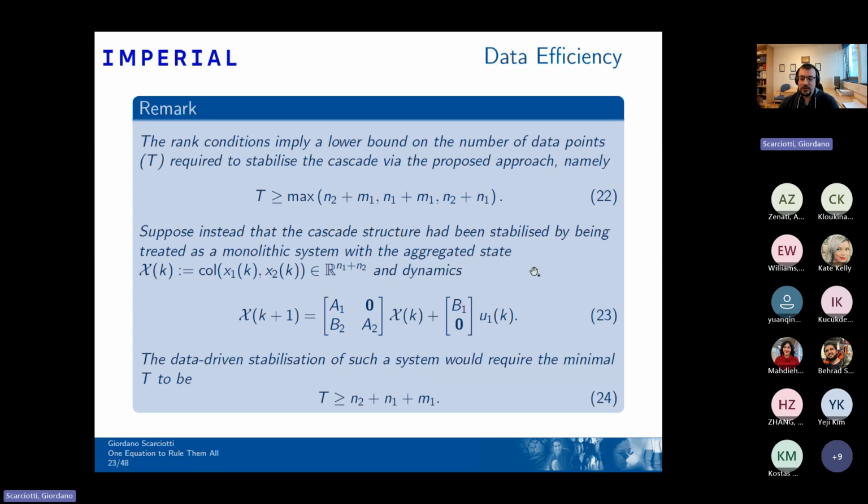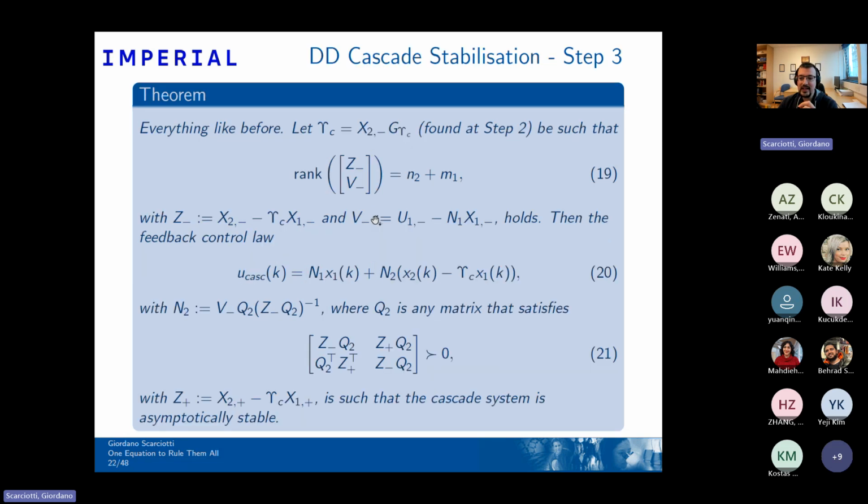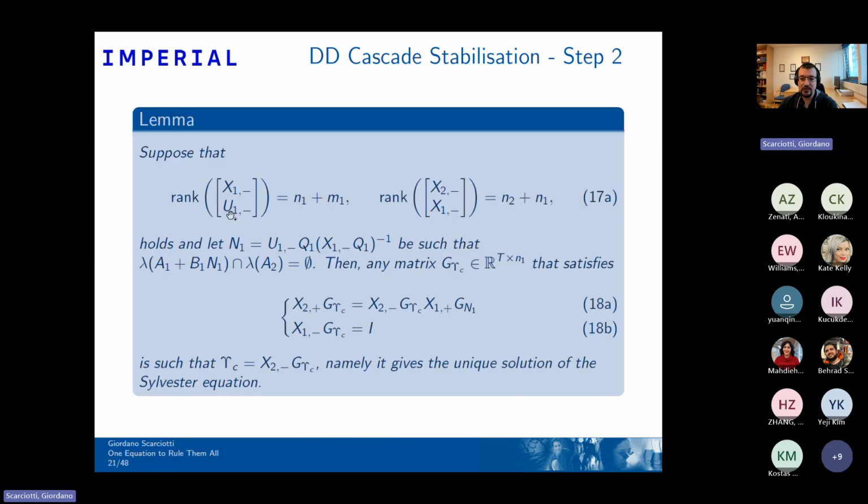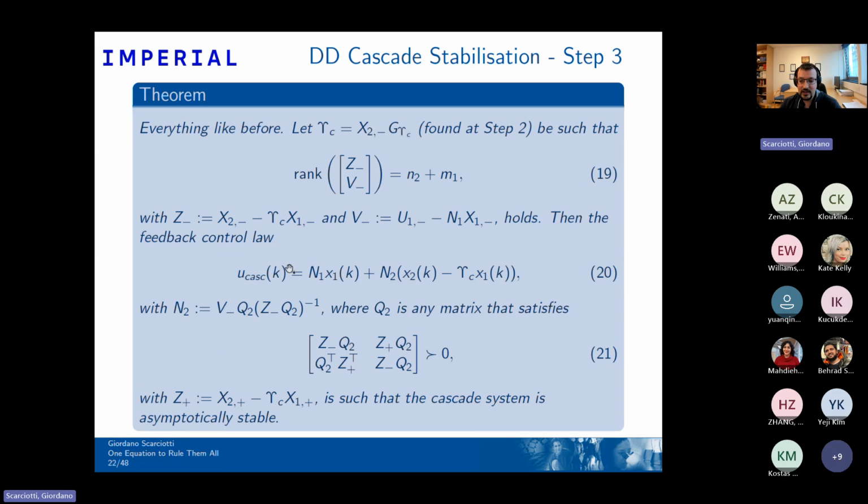Now, one thing that I want to stress is the amount of samples that we need. And I want to stress the fact that by using this method, we save in number of samples. And the reason is that to stabilize a system, you need these rank conditions over here. So you need that the rank of the state and U is full. You don't need that, as I said, you can relax this with an informative condition and so on. But if we look just at this rank condition, that's the amount of samples that you need, right?